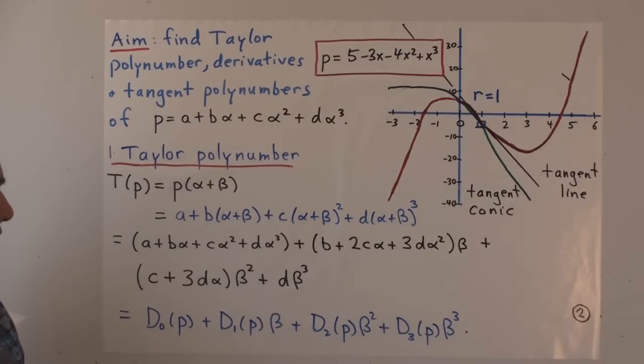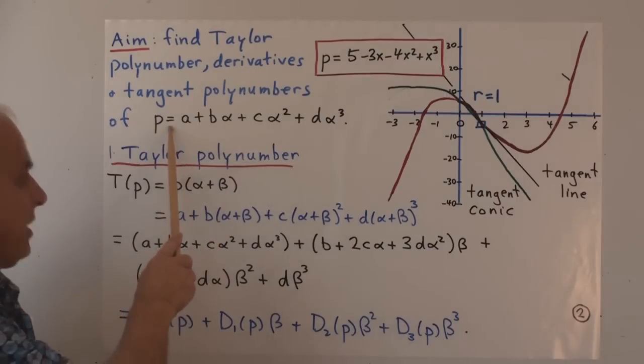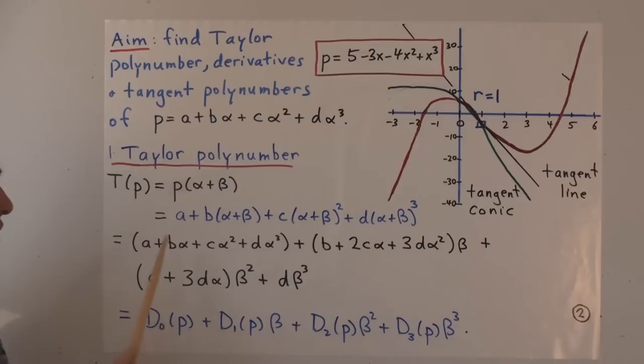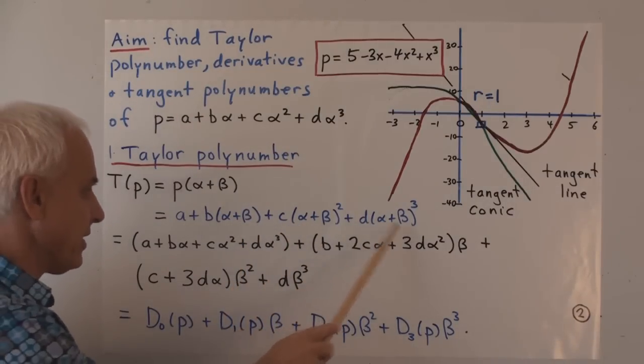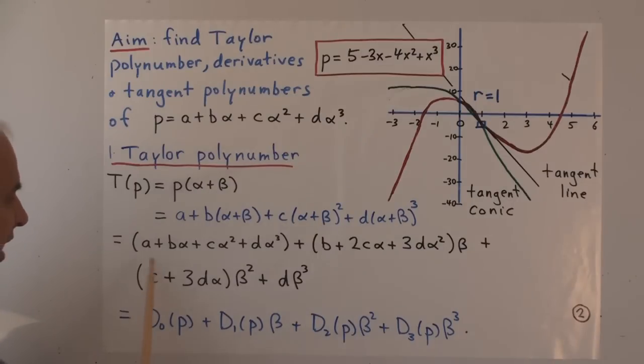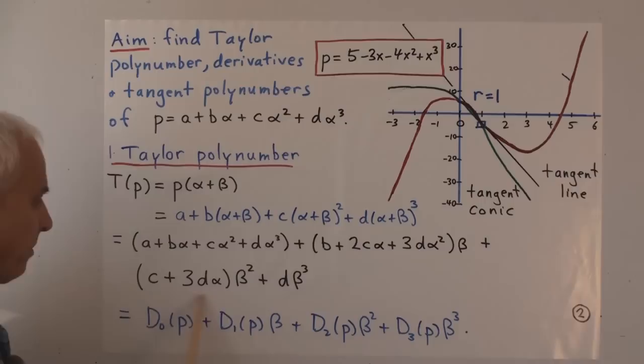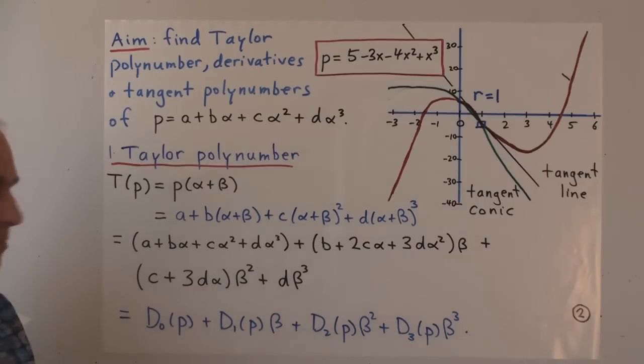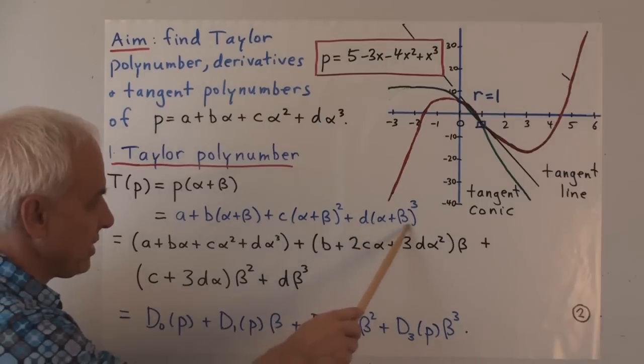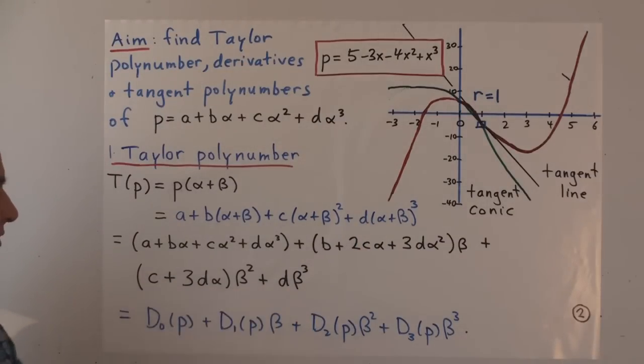Alright, so the first order of business is to find the Taylor polynumber for p. That, by definition, is just p of alpha plus beta. We replace the alphas with alpha plus beta. And then we expand that using the binomial theorem here and here. And then we collect terms: the terms not involving beta, the terms involving beta, the terms involving beta squared, and the term just involving beta cubed. So it's just a question of expanding these binomial things out and putting it all together.